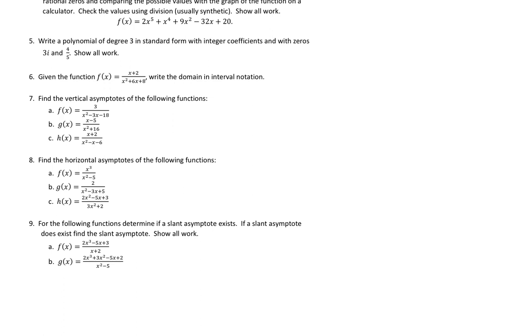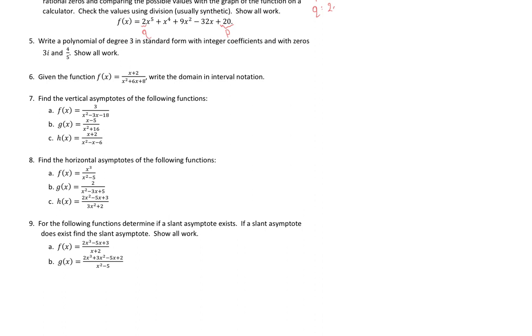Okay, so first, to find the possible rational zeros, we're going to have to figure out what our P and our Q is. Our P is the last thing. Our Q is whatever is in front of the biggest x power, which in this case is 5. So P is 20, Q is 2.